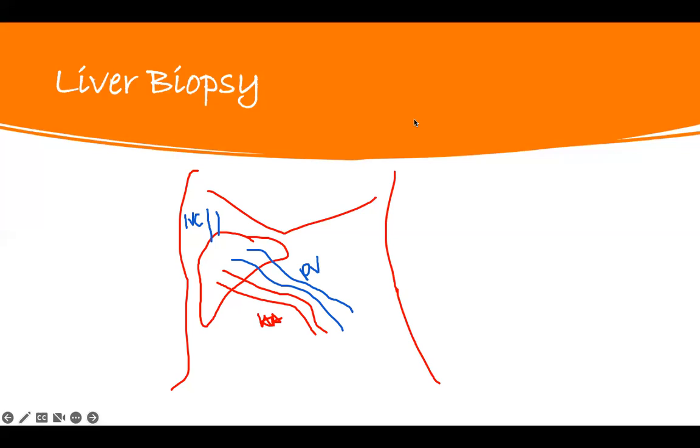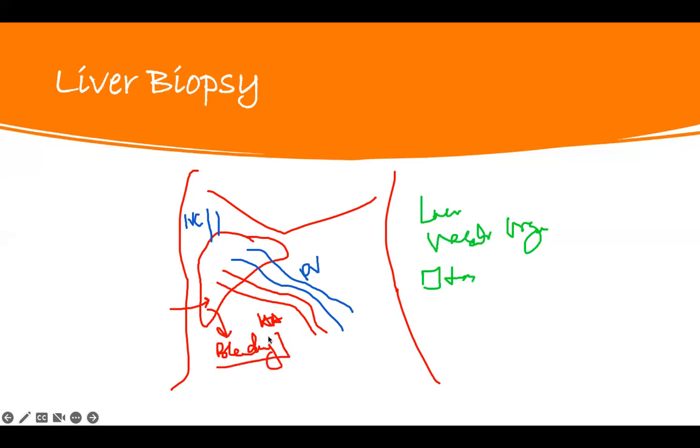So as you can see, the liver is a vascular organ. What does that mean? That means tons of blood everywhere going to the liver. So anything you do to the liver, basically you're putting a needle through a structure that contains a lot of blood vessels, and they can bleed. Liver can bleed if you puncture it.